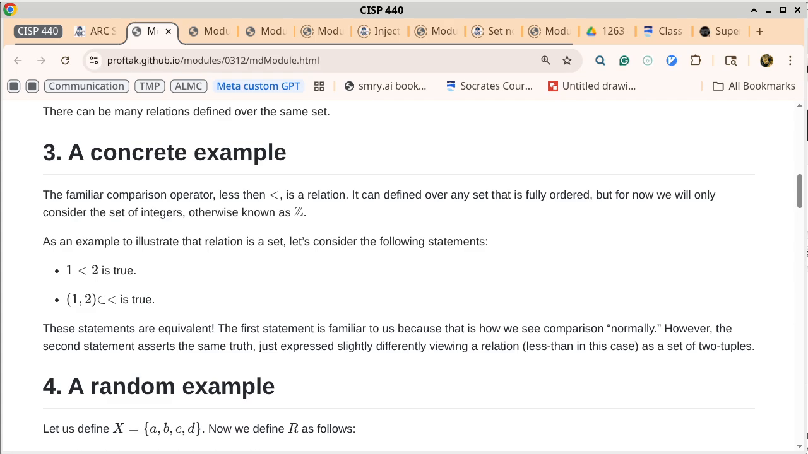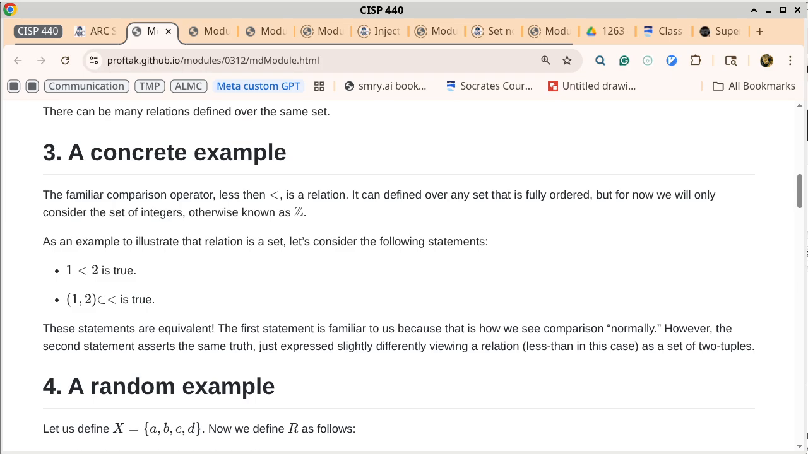But the alternative way to say this is that (1, 2) as a two-tuple is an element of the really strangely named set. The name of the set is "less than." But that's just a notation thing. Nobody says "less than" cannot be used as the name of a set in this class.